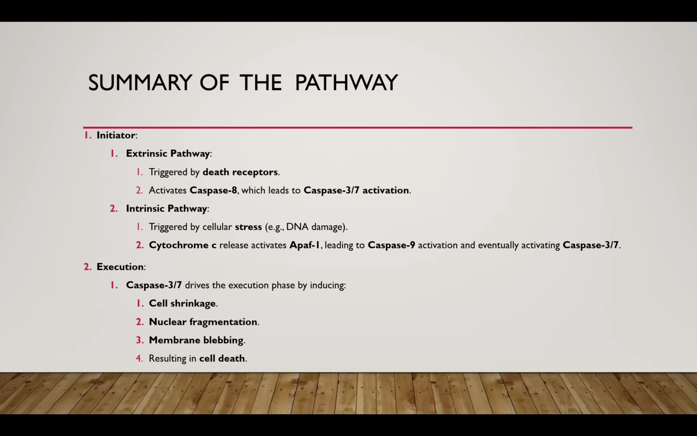My part is the summary of the pathway. Okay. Apoptosis. Initiator. Extrinsic pathway. Triggered by death receptor. Activates caspase 8, which leads to caspase 3 and 7 activation. Intrinsic pathway triggered by cellular stress, for example DNA damage. Cytochrome C release activates APAF1, leading to caspase 9 activation and eventually activates caspase 3 and 7. Execution. Caspase 3 and 7 drive the execution phase, including cell shrinkage, nuclear fragmentation, membrane blebbing, resulting in cell death.